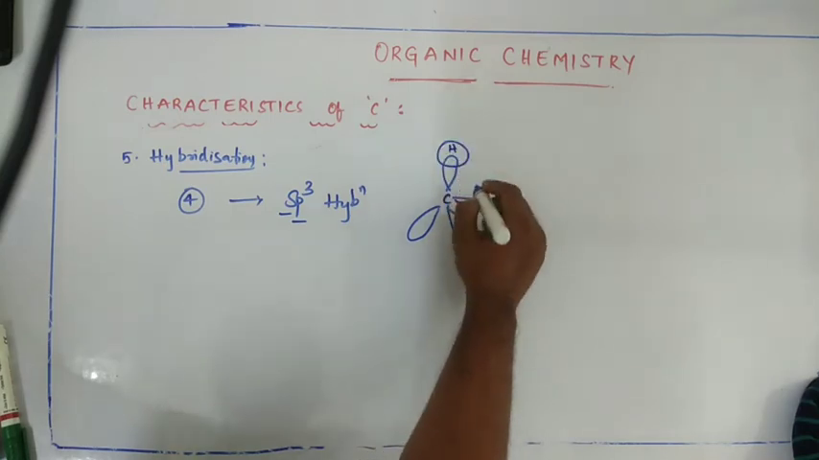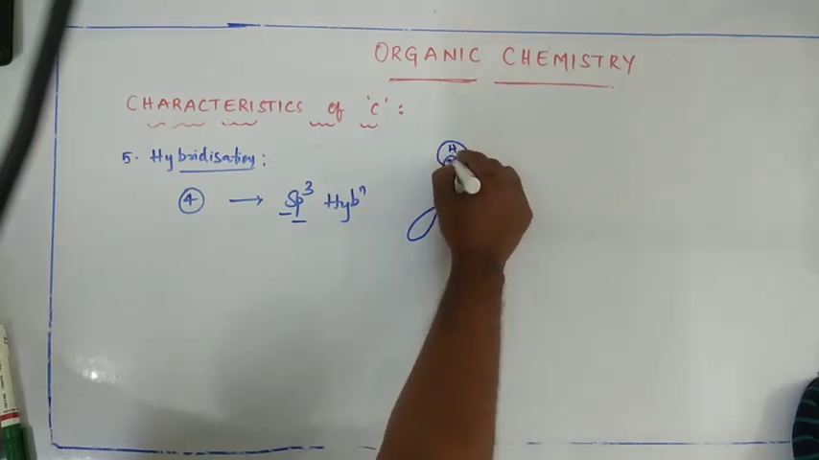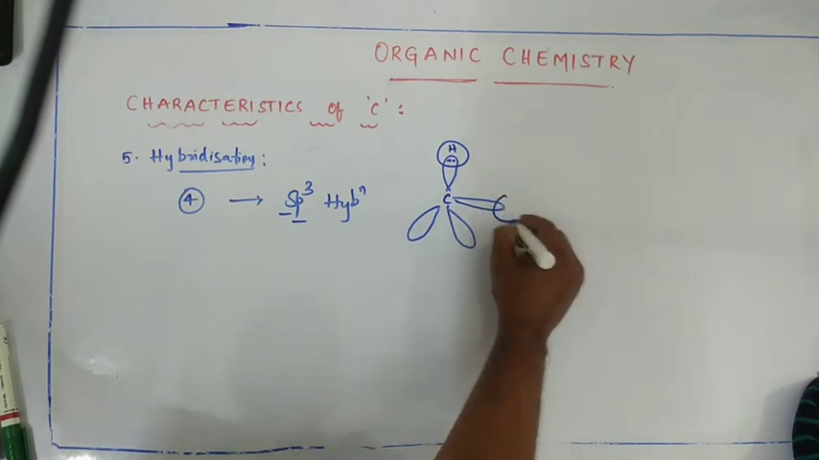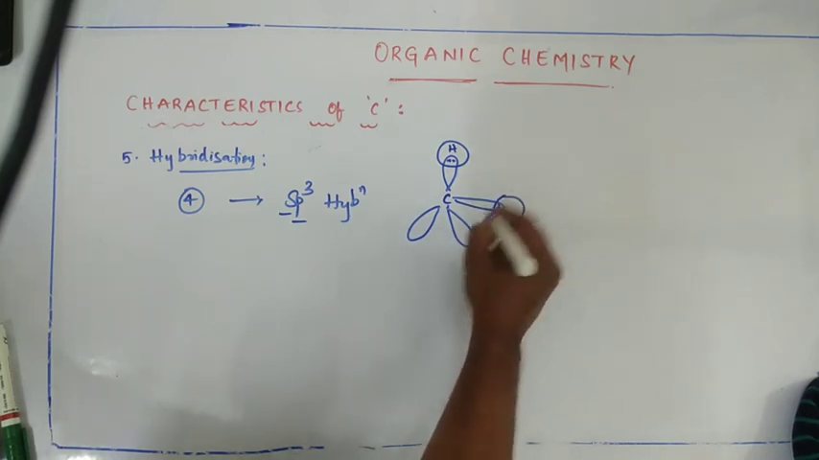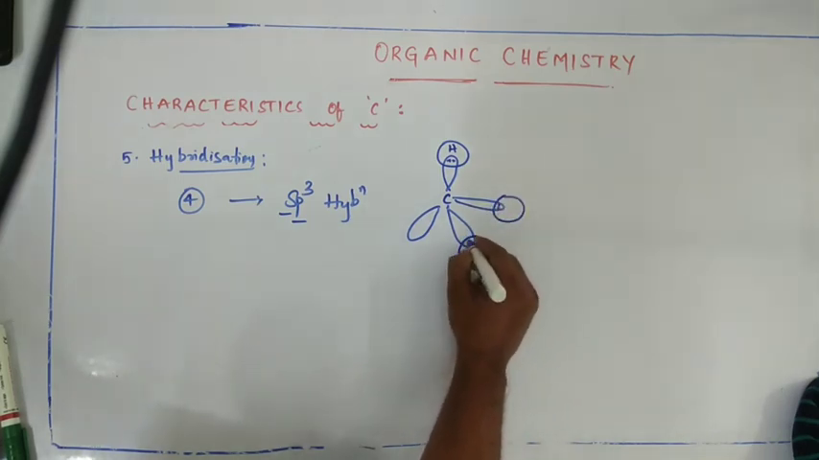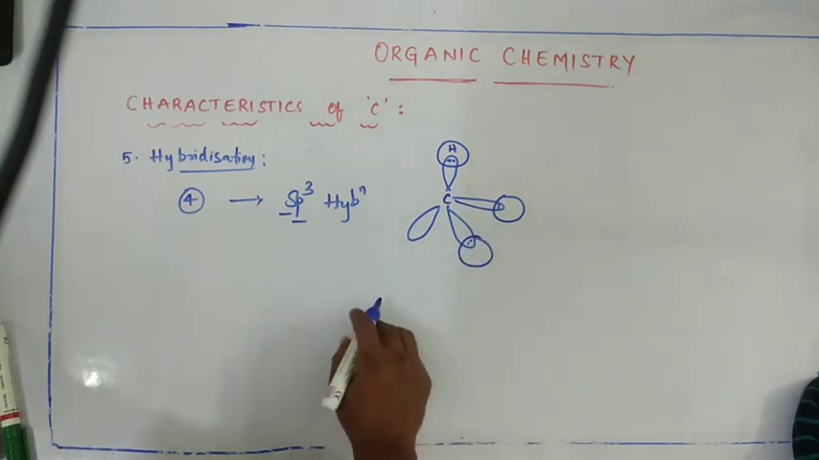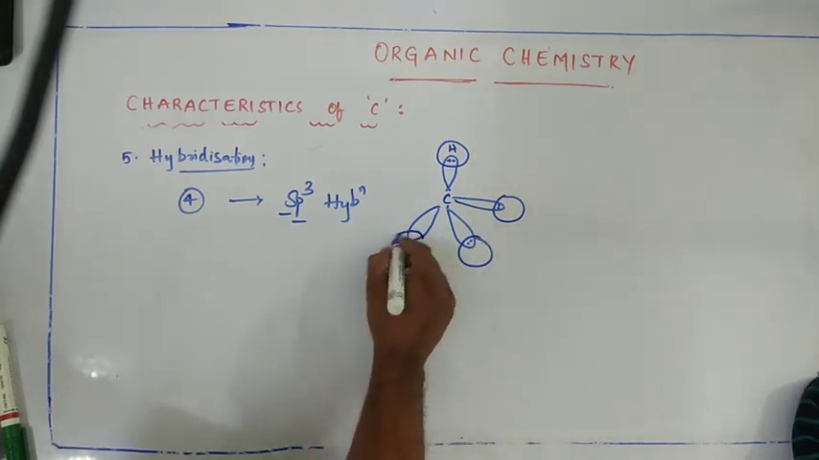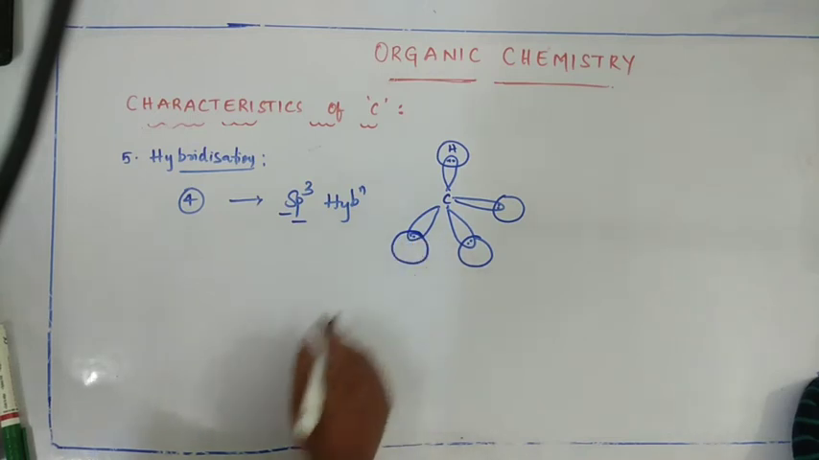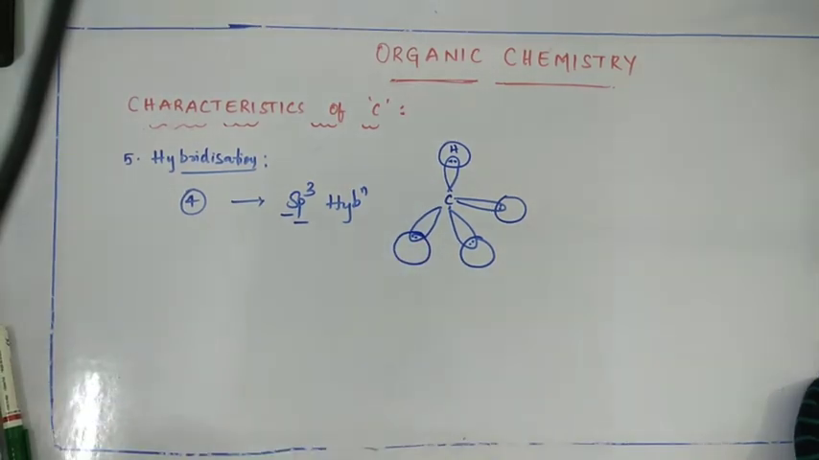If you take the example of methane, the hydrogen atoms are involved in sigma bond formation with the sp3 hybrid orbitals of the carbon atom. So the shape is nothing but tetrahedral.